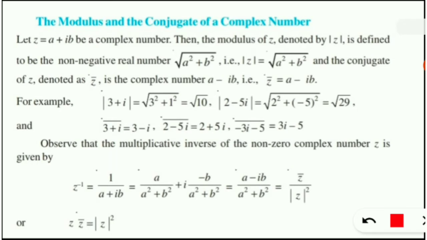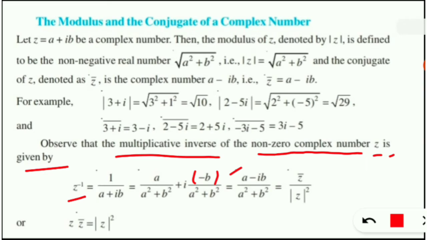Now multiplicative inverse. Observe that the multiplicative inverse of a non-zero complex number z is given by 1 by z. So here the multiplicative inverse means 1 by z, or z inverse. So z inverse means 1 by a plus ib. After simplification we get a by a square plus b square plus i into minus b divided by a square plus b square. That means a minus ib divided by a square plus b square.